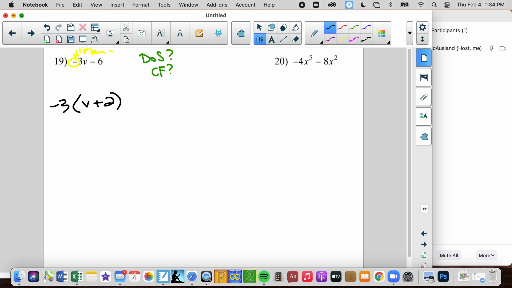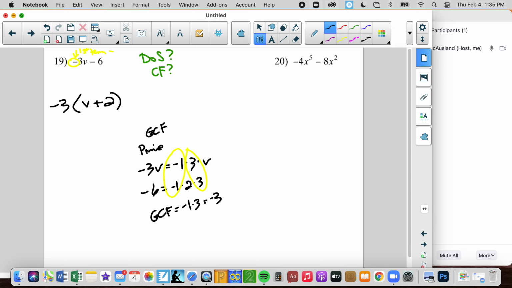And let's remember how we do this. Remember the prime factorization thing. We're looking for the GCF. Prime factorization of my 2 terms, 3v and negative 6. So that's negative 1 times 3 times v. This is negative 1 times 2 times 3. What do they have in common? They have a negative 1 in common. They have a 3 in common. So my GCF is going to be negative 1 times 3, or negative 3.